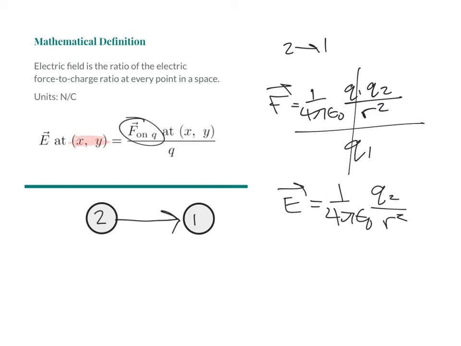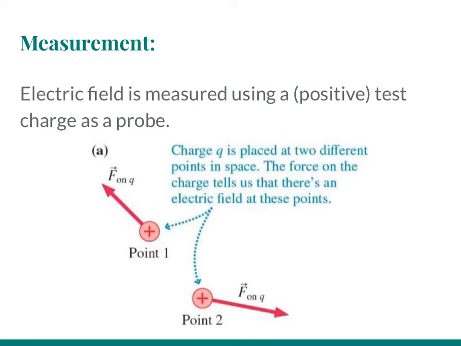So the only thing the electric field is dependent on is the source charge, which is Q2 here, and how far away you are from that charge. So mathematically, that's what the electric field is and how we describe it quantitatively.